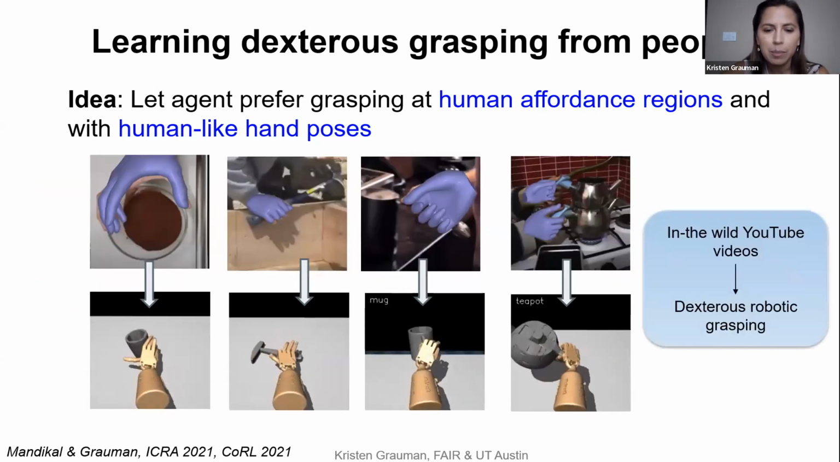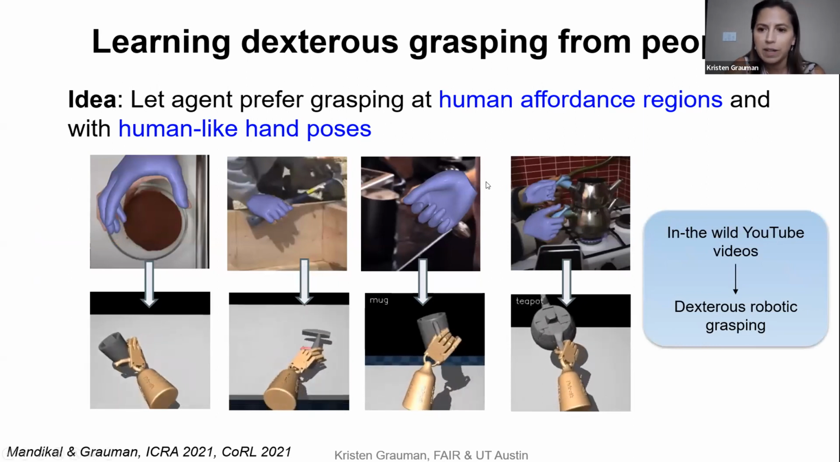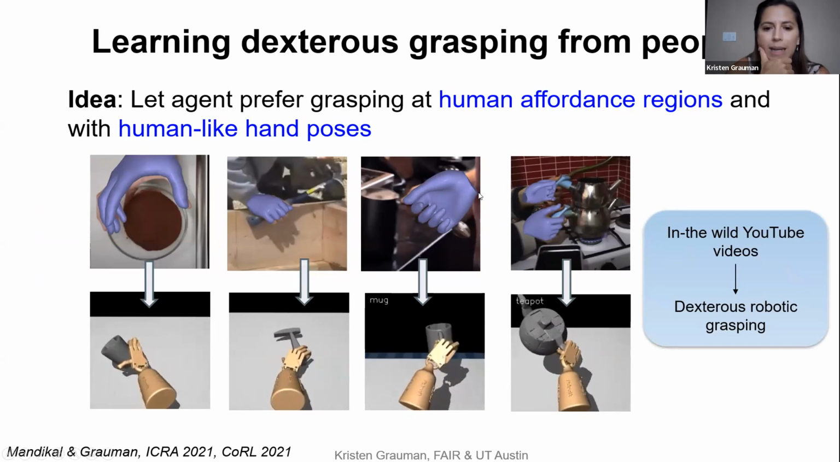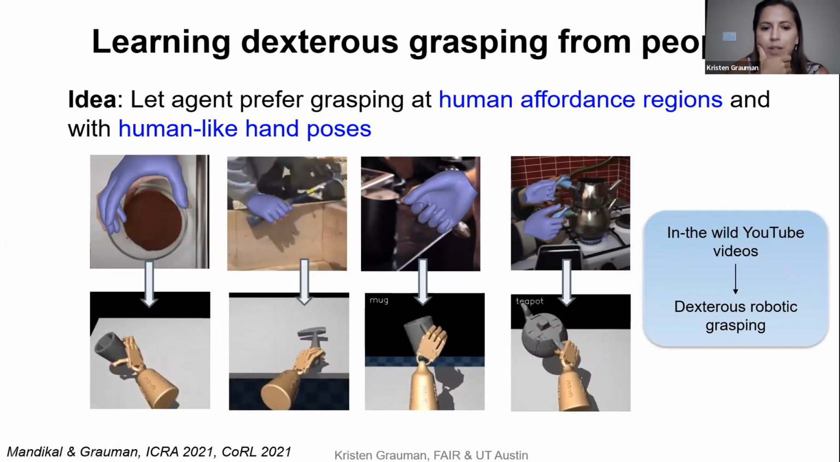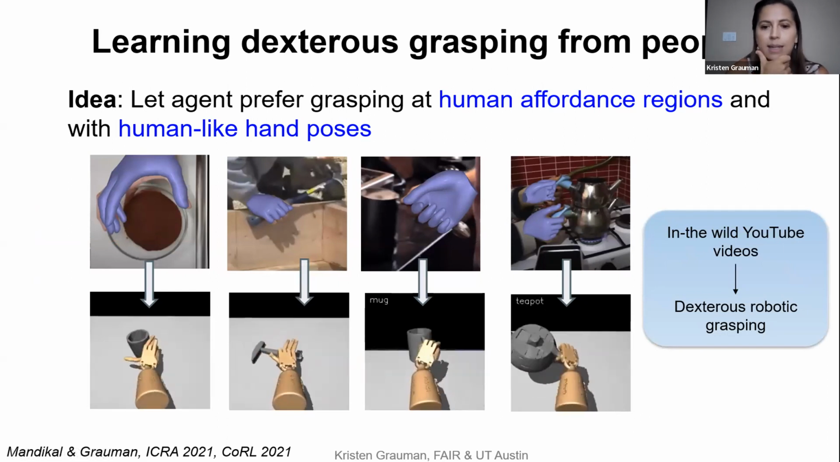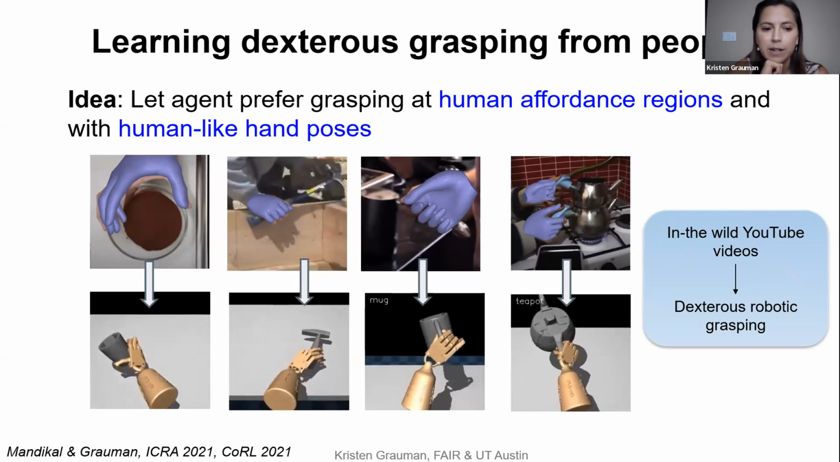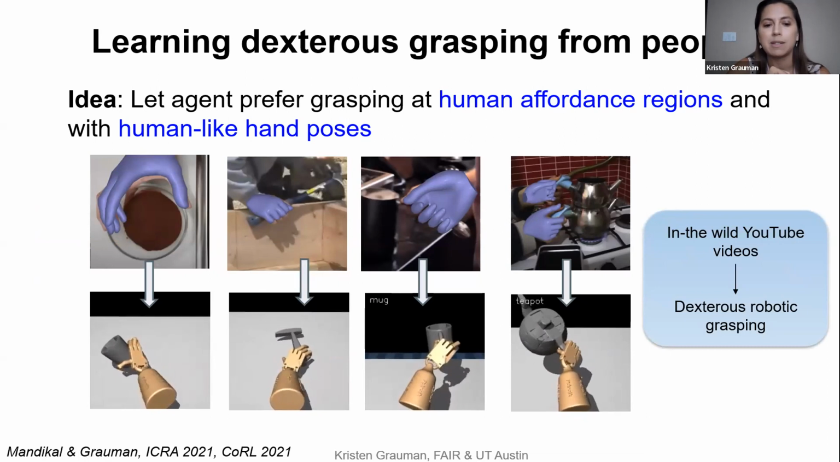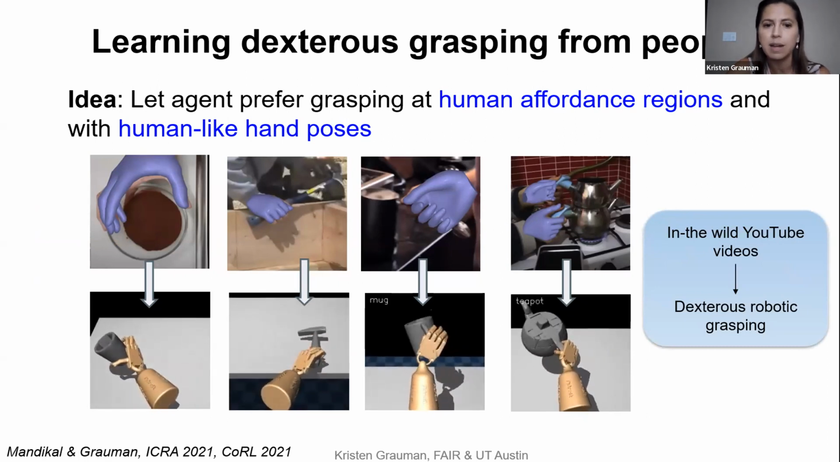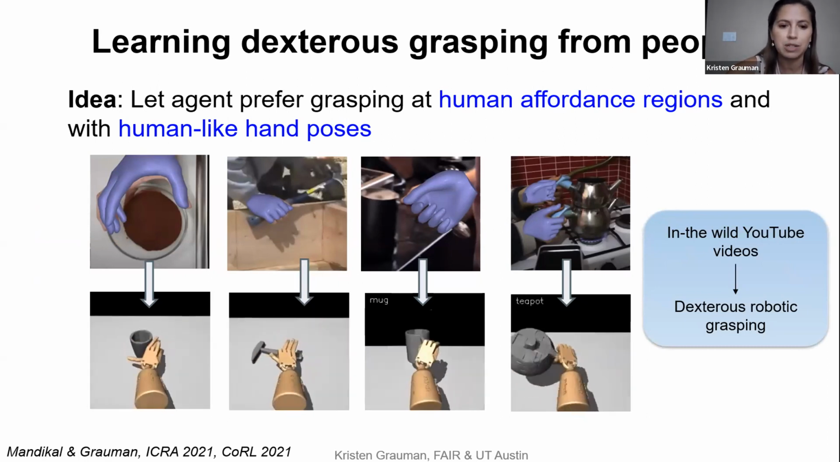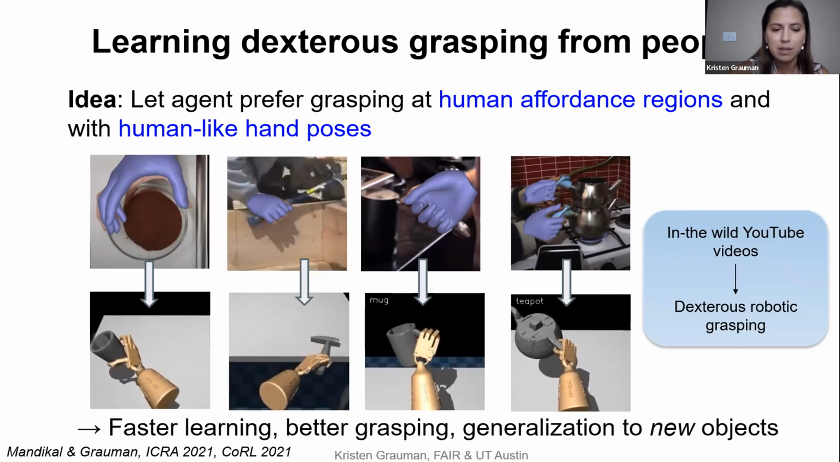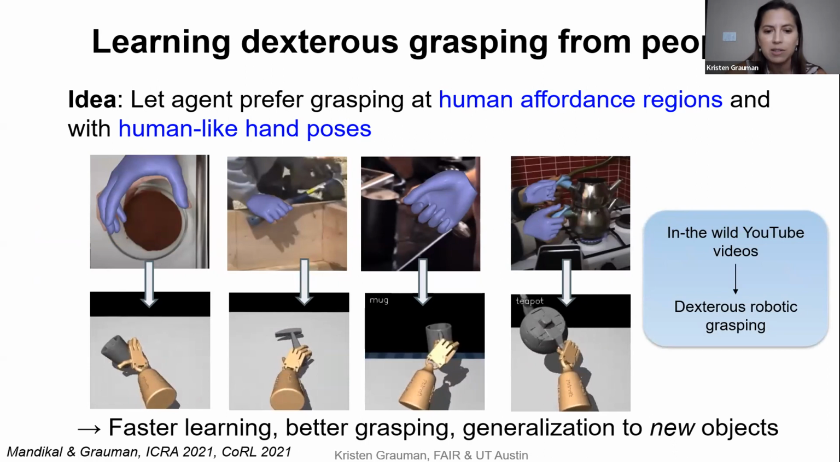And our approach will look at YouTube videos, in this case, in the wild samples, like the one you see in the top row. And then we'll use a dexterous robot hand, again, in simulation thus far, to start to build up these behaviors influenced by how people are using their hands and how those affordance regions are placed on an object. And if we did this well, the things we're seeking to come back are faster learning.